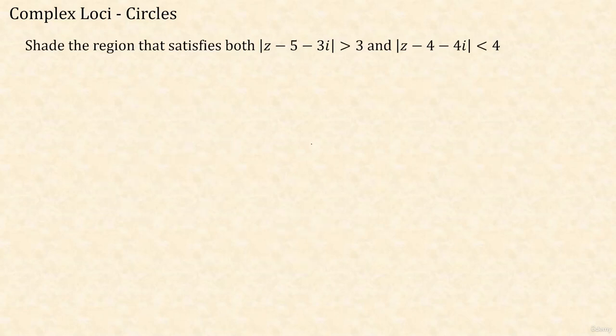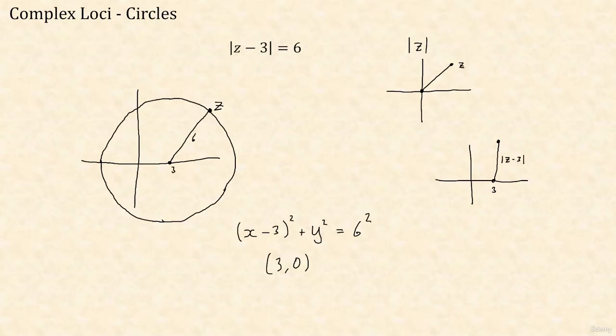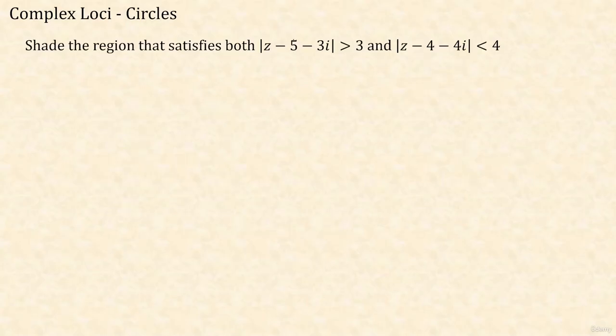Okay, let's think about this one now. Shade the region that satisfies both mod z minus 5 minus 3i is greater than 3 and mod z minus 4i is less than 4. So let's think about these. We saw on the previous page that mod z minus 3 was the distance from z to 3. So what is this the distance to? Well, it's helpful to rewrite it like this. Mod z minus, and all in brackets, 5 plus 3i. So that's the distance to the point 5 plus 3i. So let's take a look at that on an Argand diagram.